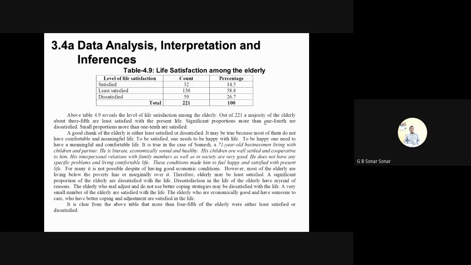And the last paragraph is the inferences. The inferences are drawn from this table. It will be like this. It is clear from the above table that more than 4/5, that is more than 80% of the elderly are either least satisfied or dissatisfied. This is how the inferences are drawn. But every thesis, every research report should have these three parts in its data interpretation and data analysis.